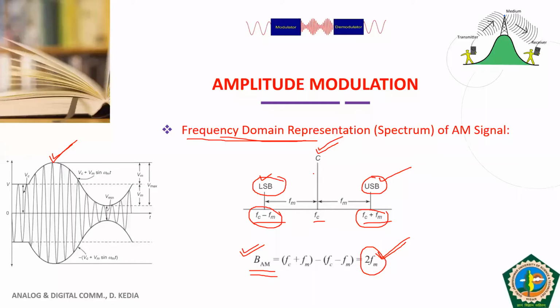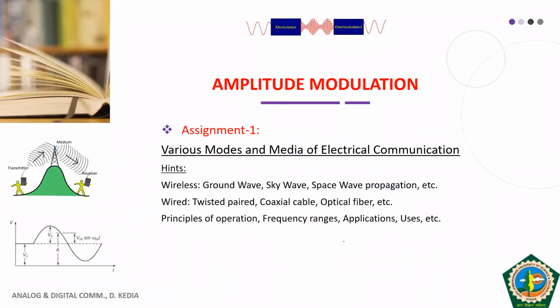So students, after this frequency domain representation, now let us move forward. This is your assignment number 1. All of you have to submit this assignment through classroom. Here you have to explain various modes and media of electrical communication, and I have shown you various hints also, the main points that you have to cover: wireless media or wireless modes, that is ground wave propagation, sky wave propagation, space wave propagation, etc. The word etc. has been put so that you also search and give some thought to it.